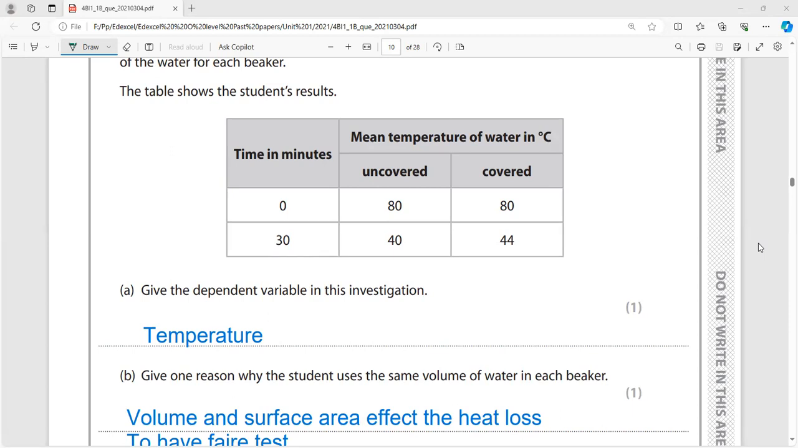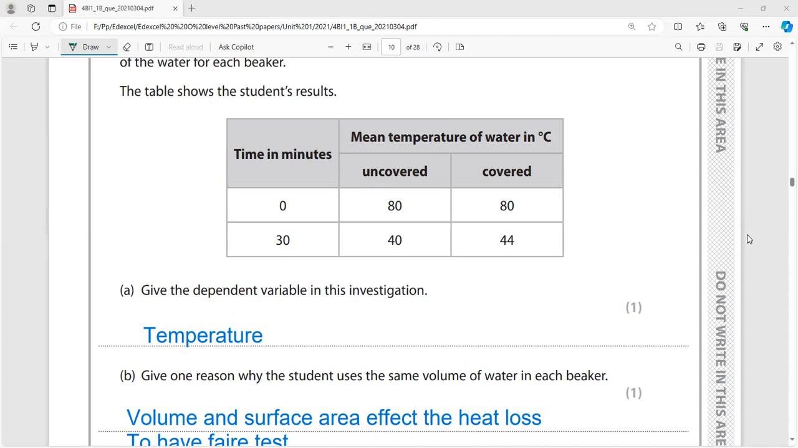So there is a difference: more heat flows away from the uncovered beaker, and less heat flows from the covered one. But if you compare the difference between covered and uncovered, there is not a big difference.